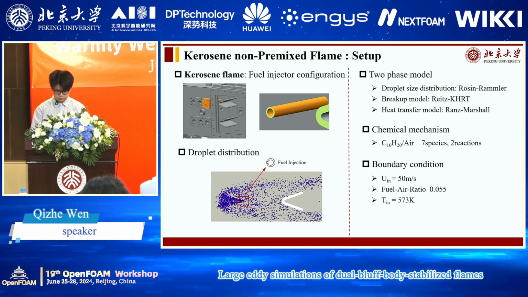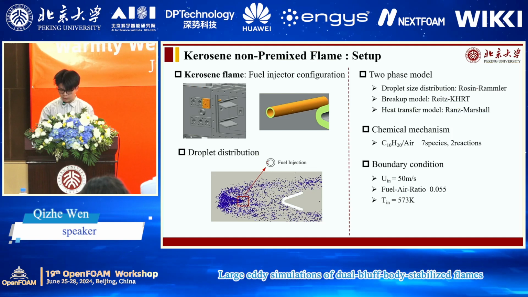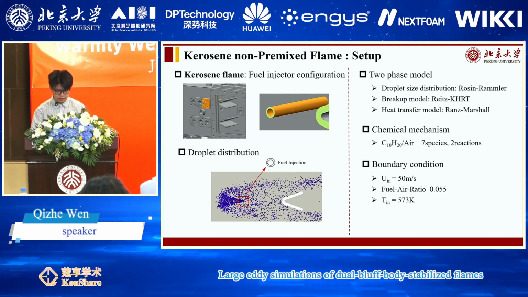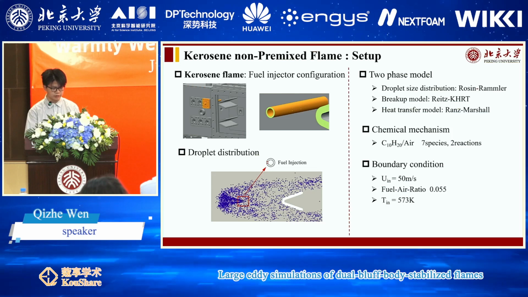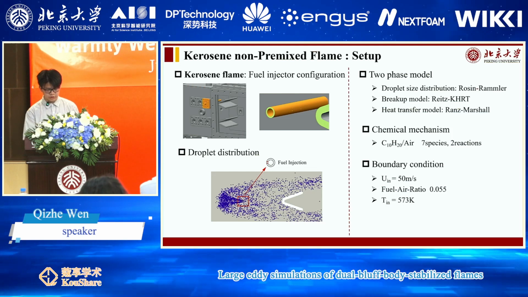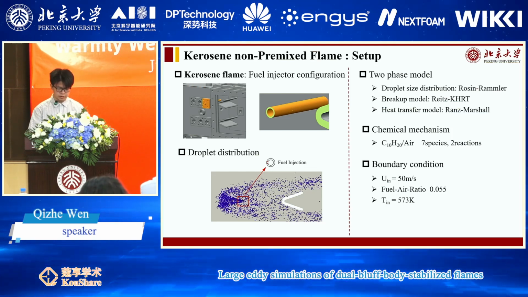We use the Rosin-Rammler droplet size distribution, and the breakup model and the heat transfer model are listed here. We used a 7 species, 2 reaction chemical mechanism, and the boundary conditions are listed here.